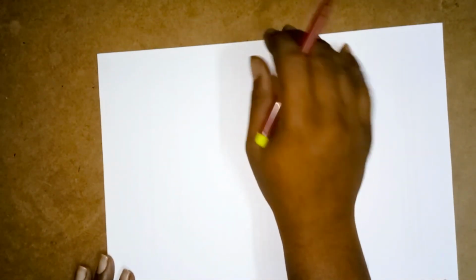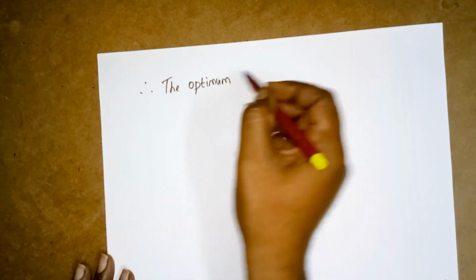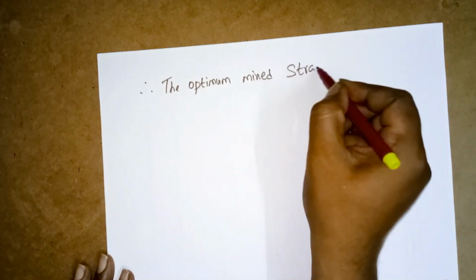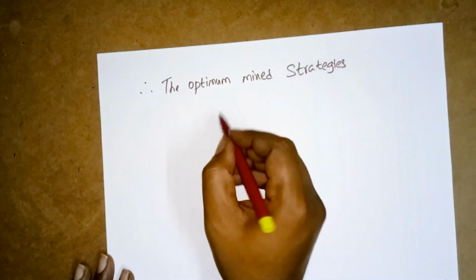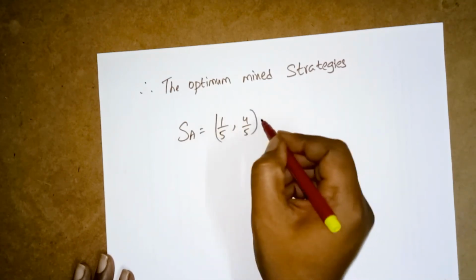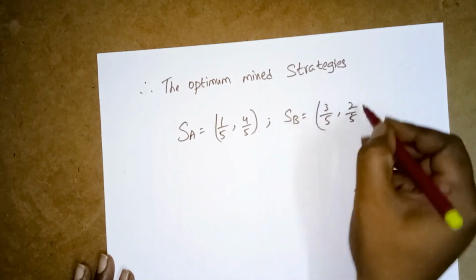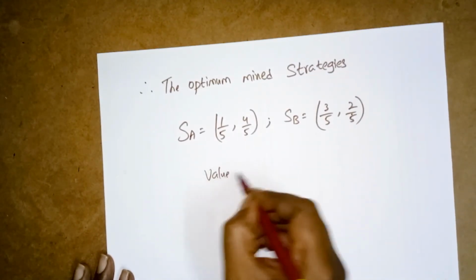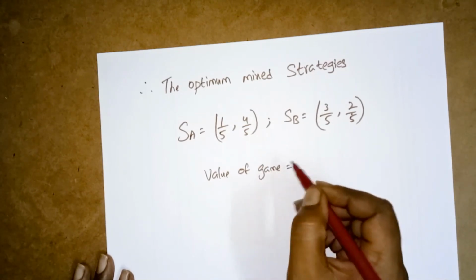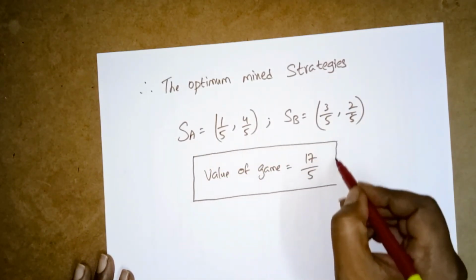Now what is the last step we have to know? After knowing the value of the game, we close this with the statement of the optimum mixed strategies. The optimum mixed strategies: strategy for A is 1 by 5 comma 4 by 5, and strategy for B is 3 by 5 and 2 by 5. And what is the value of the game? Now we have calculated gamma, no? That is the value of the game. So put this answer in a box. We will get good marks.